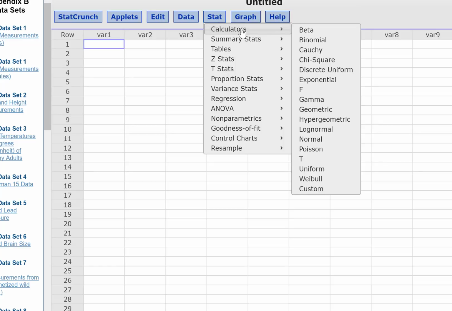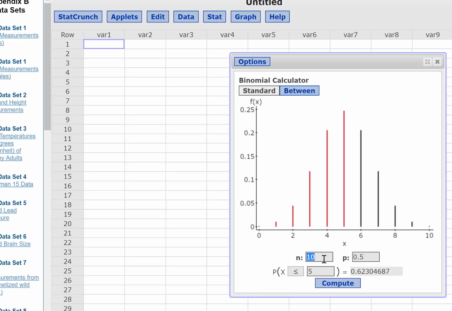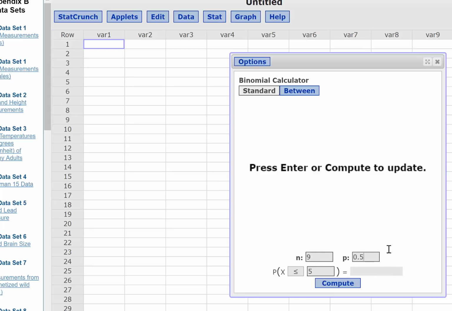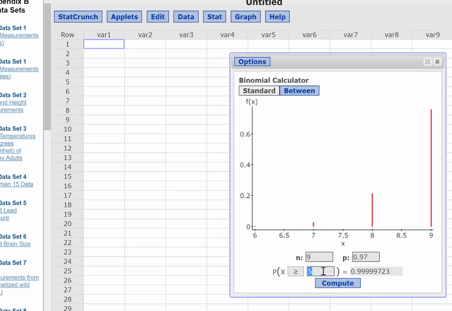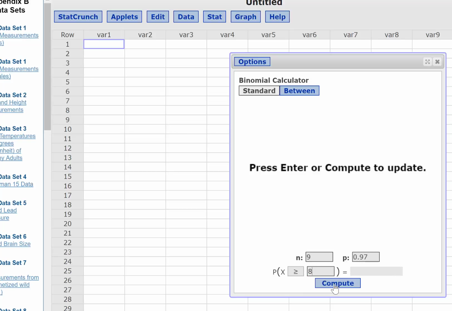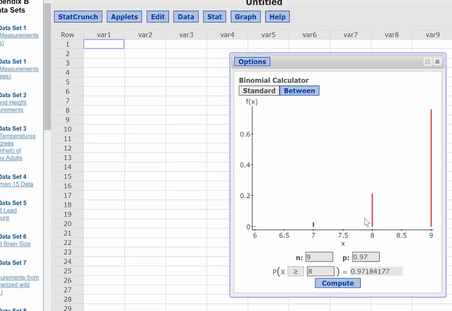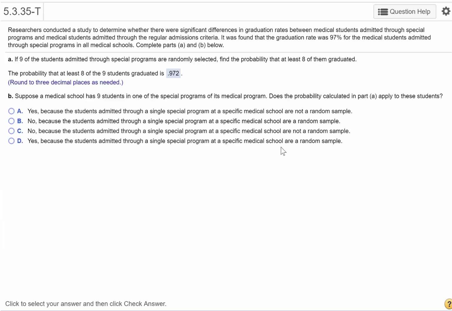So stat calculators, binomial. It said n was 9, and the probability was 0.97 that they made it through, and it asked for at least 8, right? So at least 8 is this one here, 8 and 9. So 0.97, I didn't catch the rounding, hold on. It said 3 decimals, so 0.972. And I'm going to let you think about part B. Let me show you how to do this on the TI.